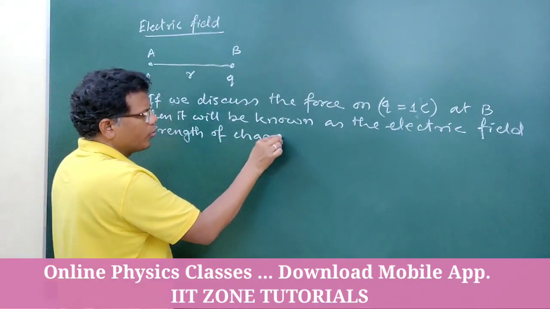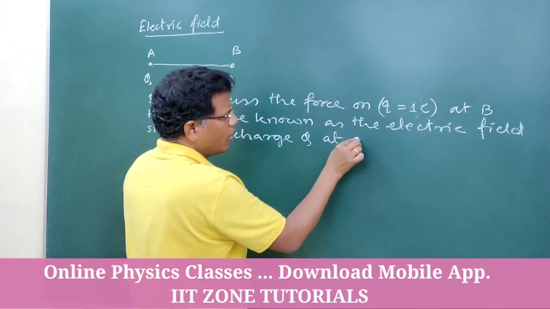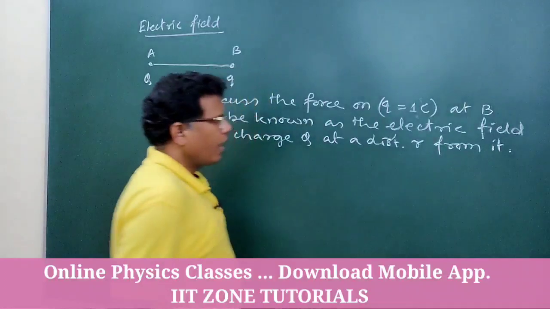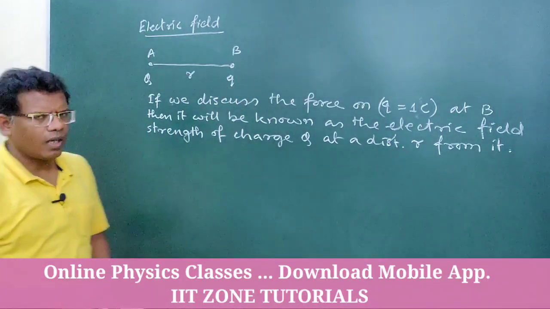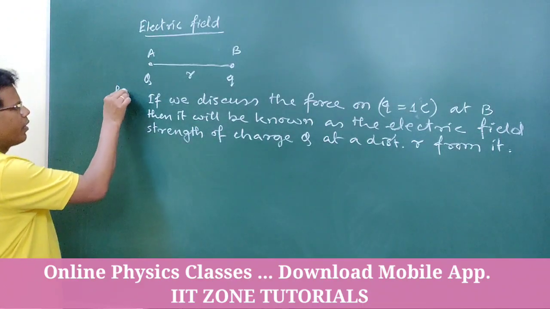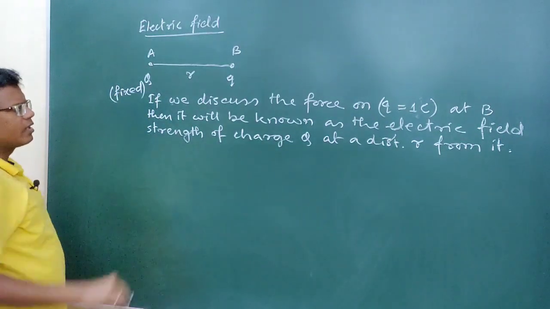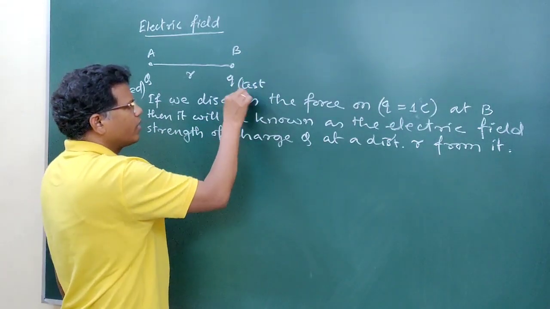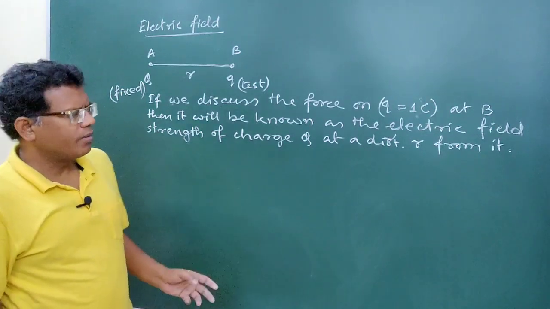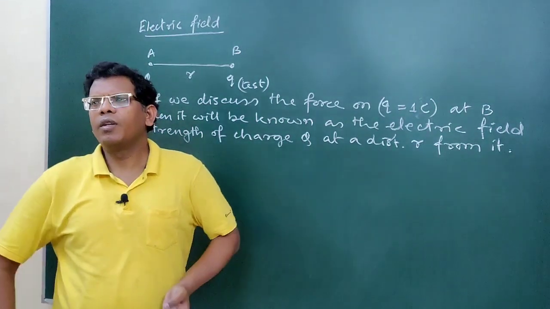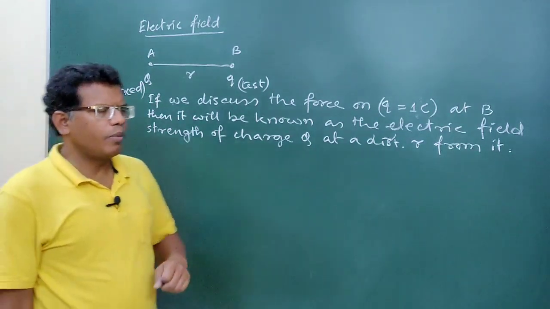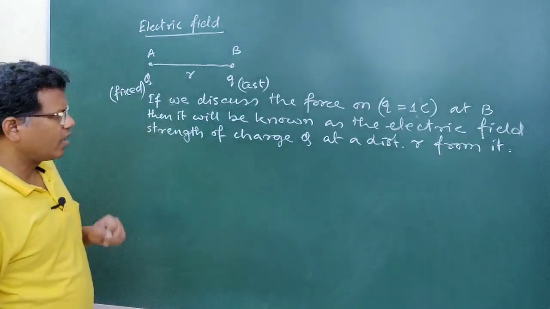It will be known as the electric field strength of charge capital Q at a distance r from it, as the position of this small q, that is at B, is r distant from the charge capital Q. So if we take capital Q as the fixed charge and small q as the test charge, then whenever the value of the test charge is unit 1 coulomb, and we discuss the force on 1 coulomb charge instead of a charge of any other magnitude, then that force will be defined as the electric field at that test charge position.